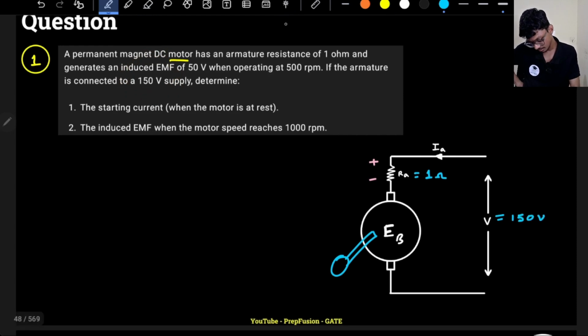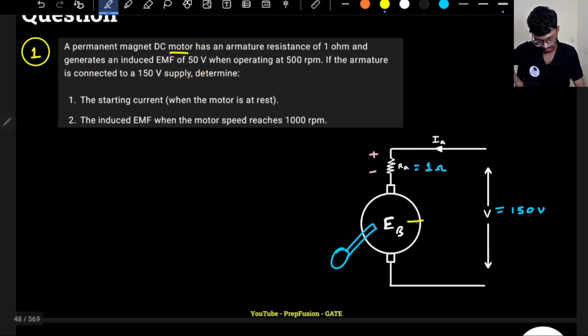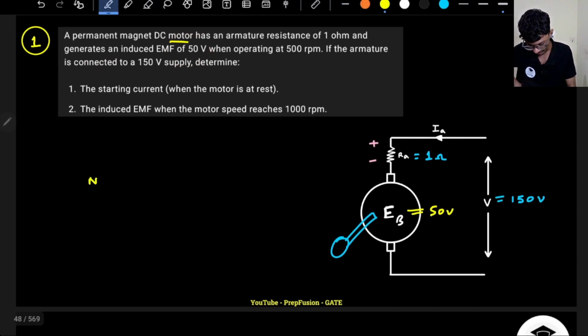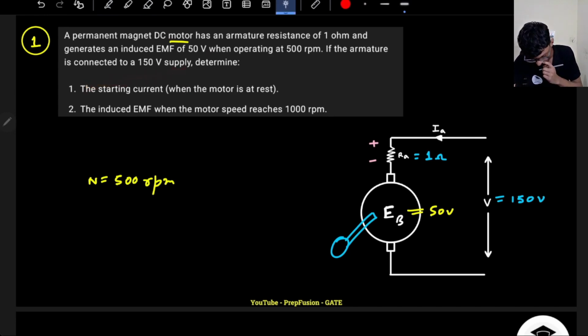And what are they telling? It generates an induced EMF of 50 volts. So the DC motor has generated an induced EMF of 50 volts, so Eb is equal to 50 volts. They have already told me. While operating at 500 RPM, so N equals 500 RPM. Keep writing down the data. If the armature is connected to a 150 volt supply, what will the starting current be when the motor is at rest?